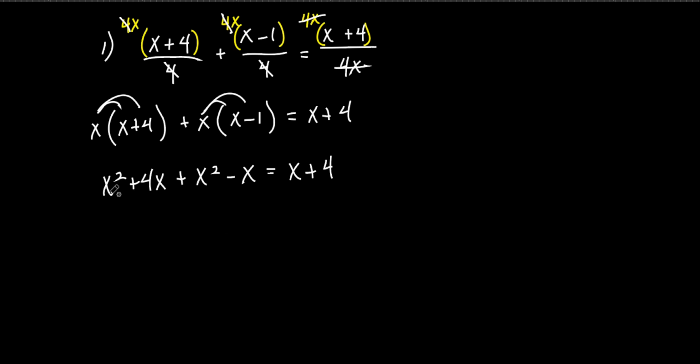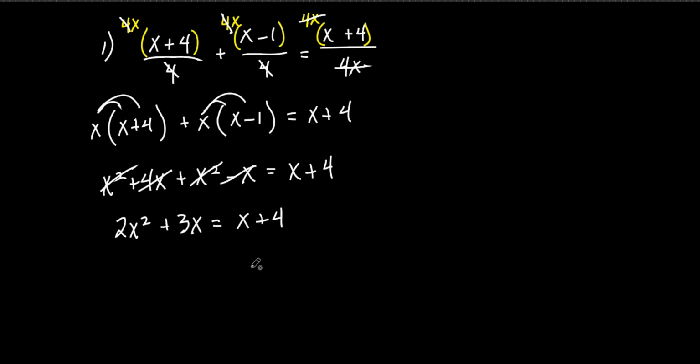So first thing I would do is add like terms. So I got an x squared plus an x squared. That gives me a 2x squared. So I've added those up. I'm done with those. I got a plus 4x and a minus x. That gives me a plus 3x. I'm done with those. And then I'm going to put equals x plus 4. Okay? Pretty basic algebra stuff.